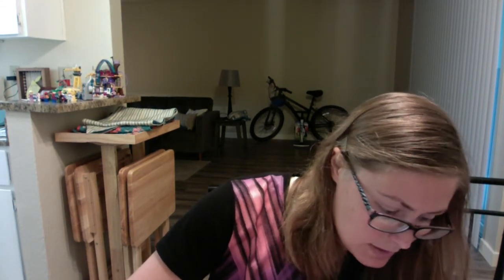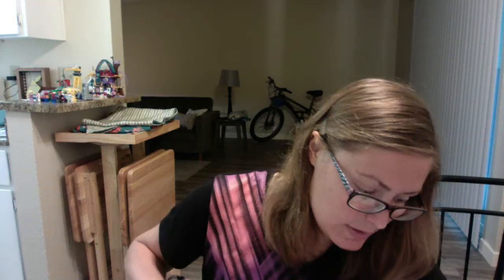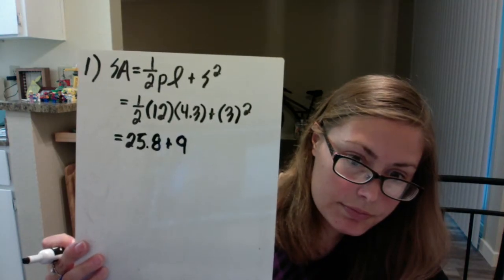So 4.3 plus our side, which is 3 squared. Simplify, we get 25.8 plus 9, which gets us to 34.8 miles squared.